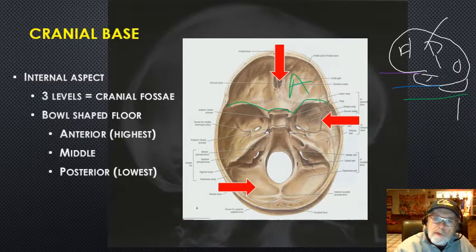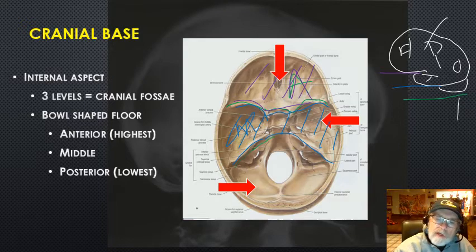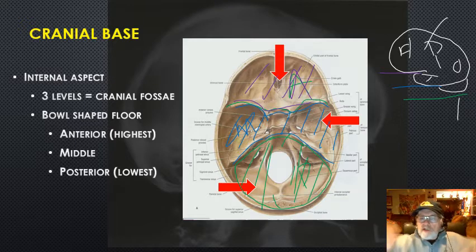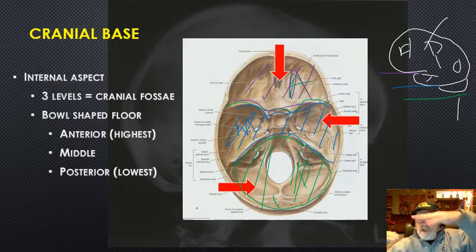I should have done that in purple, huh? This is anterior. This area in here is the anterior cranial fossa. This area from here to here is the middle cranial fossa. Piece of cake. This area here is the posterior cranial fossa. Okay, and they're at different levels. The anterior cranial fossa is higher, the middle cranial fossa is a little bit lower, and the posterior cranial fossa is a little bit lower than that.